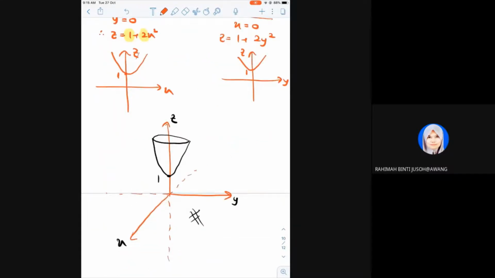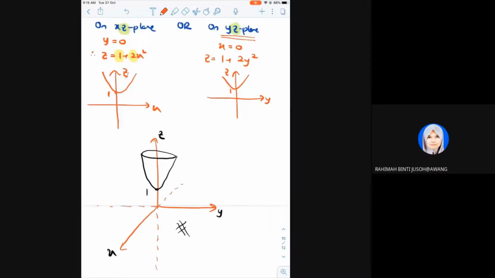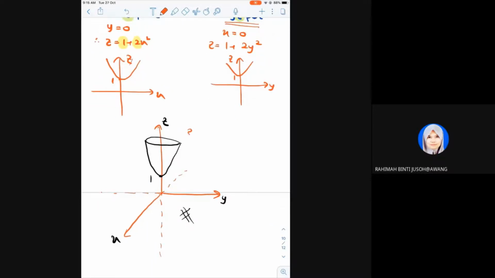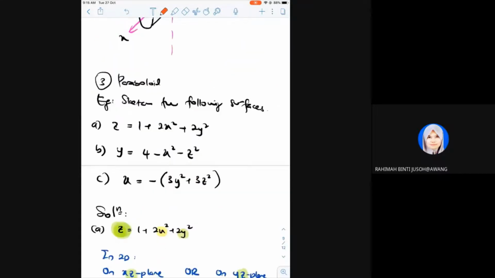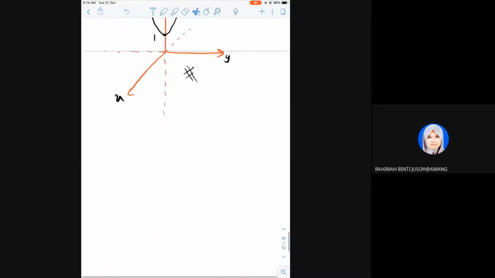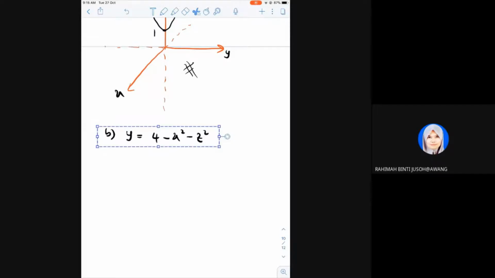Okay, ingat eh. So dalam test ataupun quiz, kalau you rasa tak confident tu bentuk apa, cuba plot 2D dulu. 2D. Baru you transform 3D. Okay? So next, question number, question B. Agak-agak bentuk macam mana lah ni?